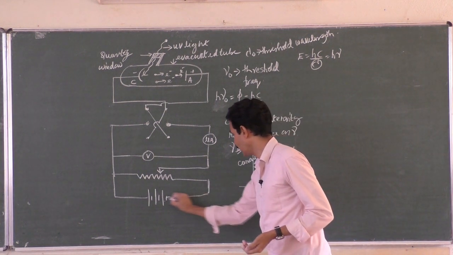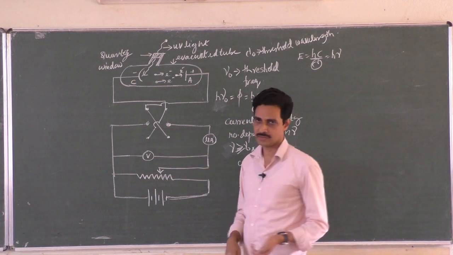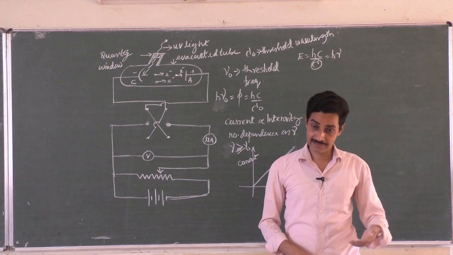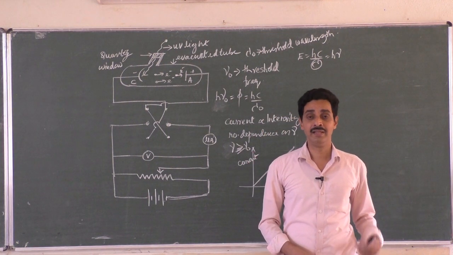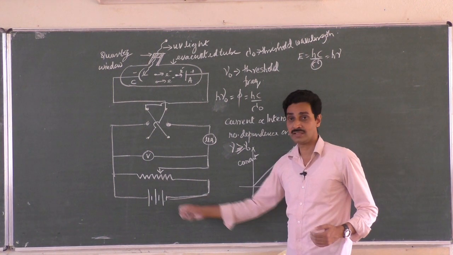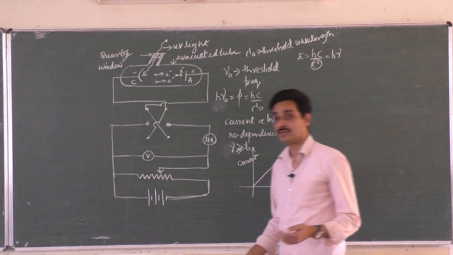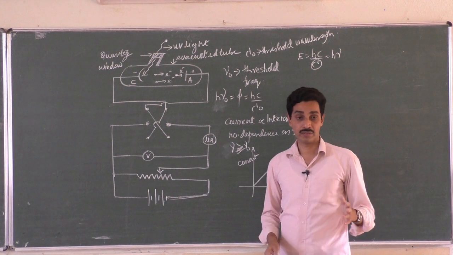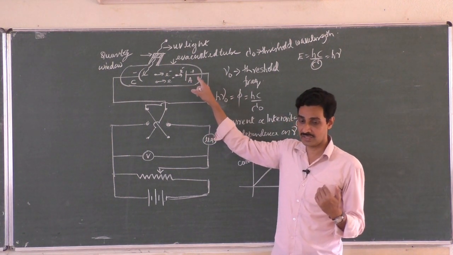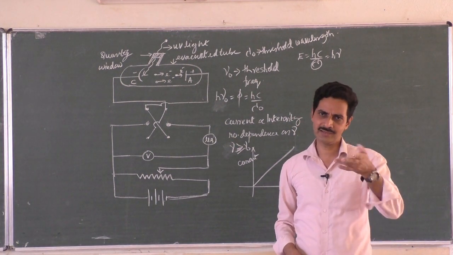If the anode is made negative, by just switching over the commutator, the photoelectric current goes on decreasing. It becomes lesser and lesser. There is a sufficiently large potential, a minimum potential above which there is no photoelectric current at all. Don't say there is no photoelectric emission. There is, but those electrons can't reach the anode. So, that is the minimum negative potential of the anode.